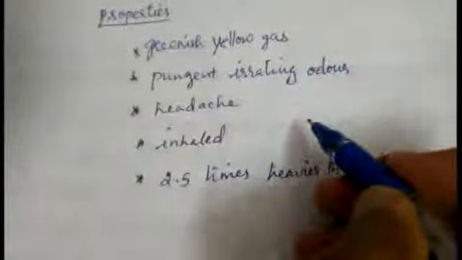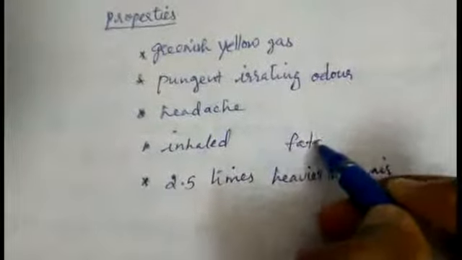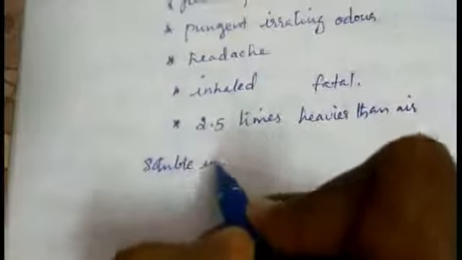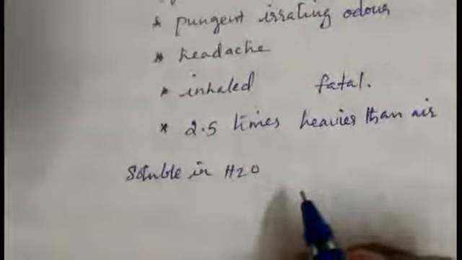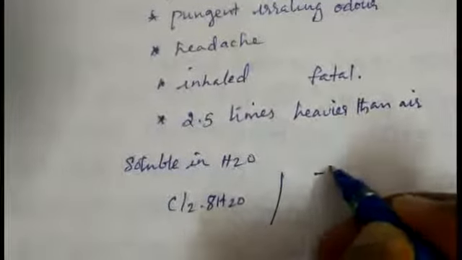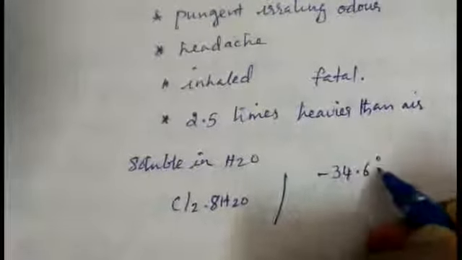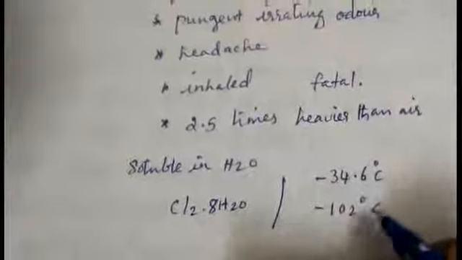Inhalation of small quantities is irritating, but inhalation of a large quantity is fatal. Chlorine is soluble in water, and it deposits as a greenish yellow gas, then chlorine hydrate, Cl2·8H2O. Boiling point is minus 34.6 degrees Celsius. Melting point is minus 102 degrees Celsius.